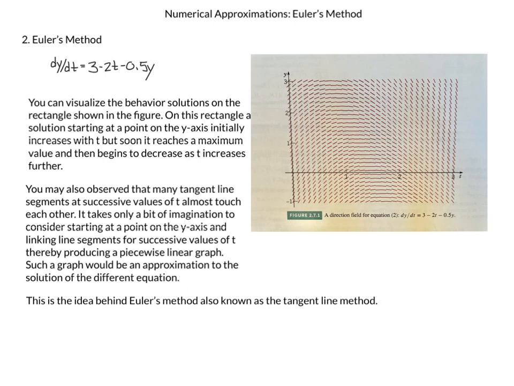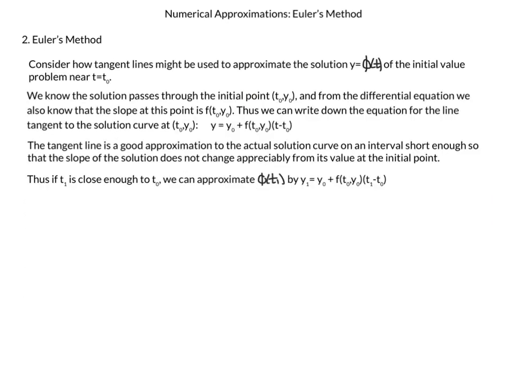And this is the idea behind Euler's method. We're going to just solve for little pieces at a time, and then we imagine that we can piece them together to make a solution curve. We want to consider how we can use tangent lines to approximate the solution y equals phi of t of the initial value problem near t equals t naught. So we know the solution passes through this initial point, (t naught, y naught), and from the differential equation we can find the slope, which is f of (t naught, y naught).